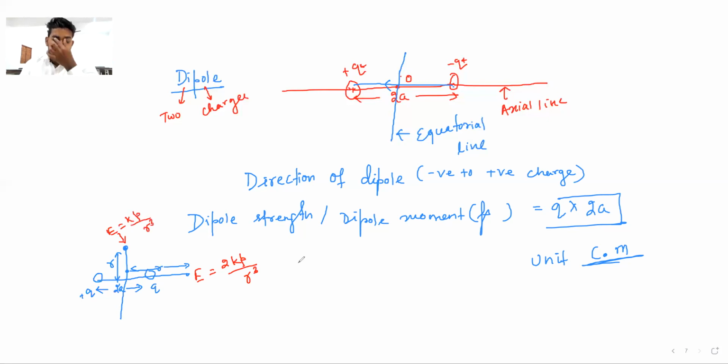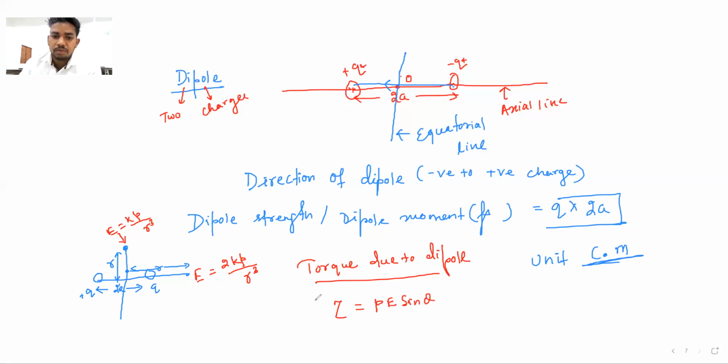Everything will be given. Another formula: torque due to dipole. When a dipole is placed in a field, torque will be experienced. Torque means rotating force. That formula is pE sin theta. Remember this formula? We will do numericals related to all this, field and dipole, torque due to dipole, in the next class. Thank you for today's class. We'll see you again.